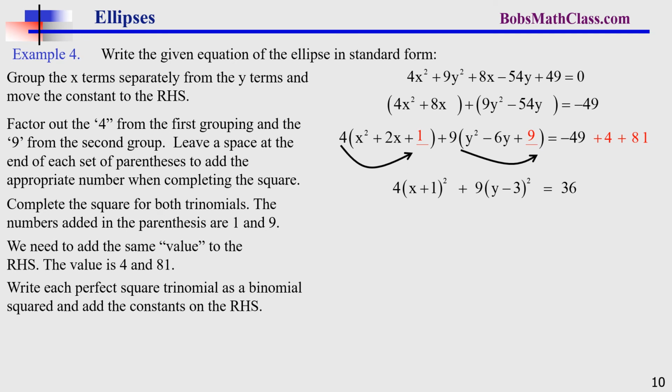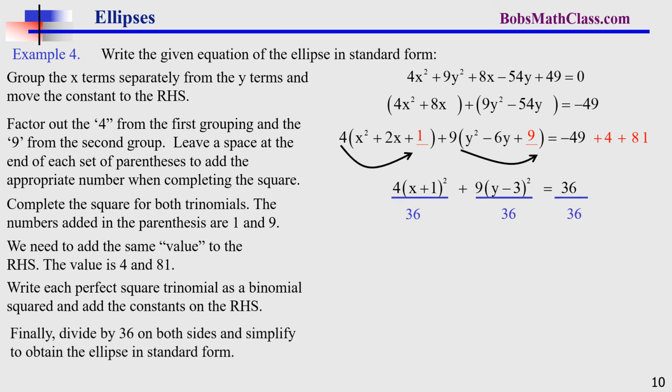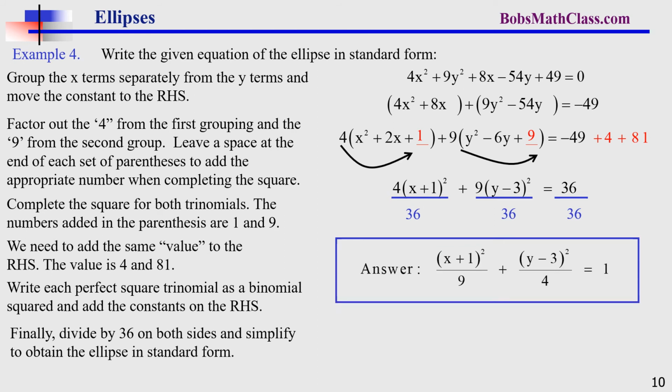Okay, we need to get it in standard form, so divide each term by 36. Reduce the 4 and 36, the 9 and 36, and the 36 and 36. And that'll give you x plus 1 squared over 9 plus y minus 3 squared over 4 equals 1. So that is in standard form. Okay, we could graph that problem. We're not going to graph this one, we'll graph the next one.